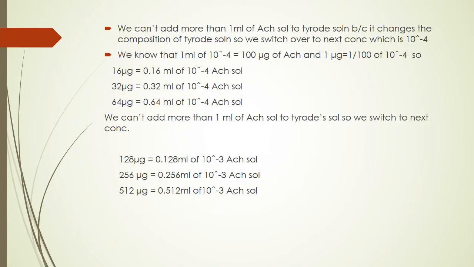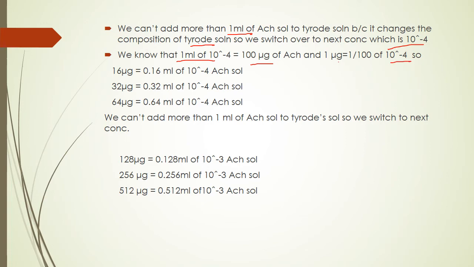We can't add more than 1 ml of acetylcholine to the Tyrode solution because it changes the composition of the Tyrode solution. So we have to switch over to another concentration, that is 10 raised to the power minus 4, so we can go more than 1 ml. So 1 ml corresponds to that 10 microgram. After the 1 ml of that solution, we switch to 10 raised to the power minus 4, which has 100 microgram of acetylcholine per ml.